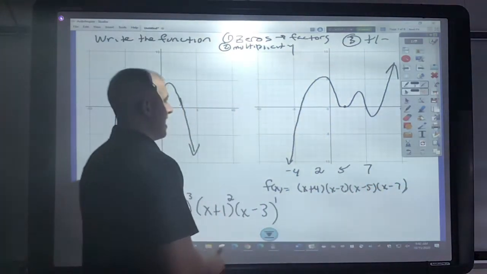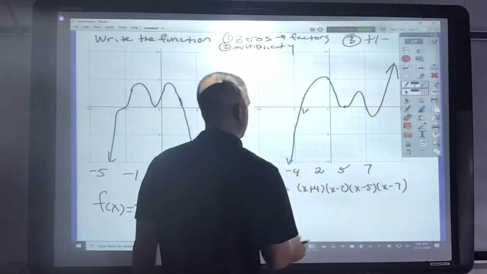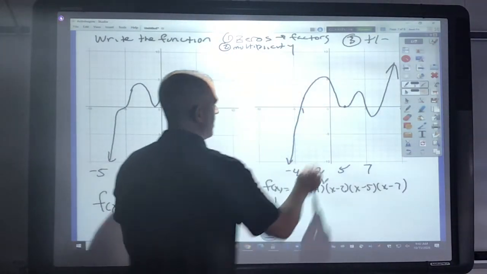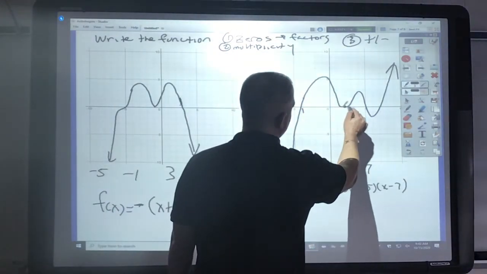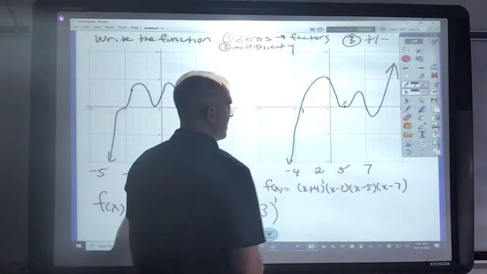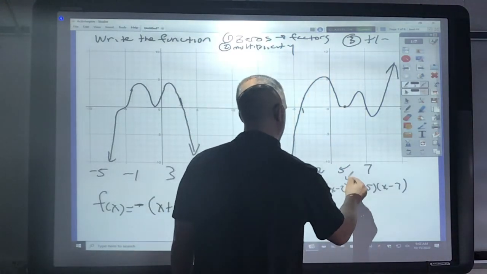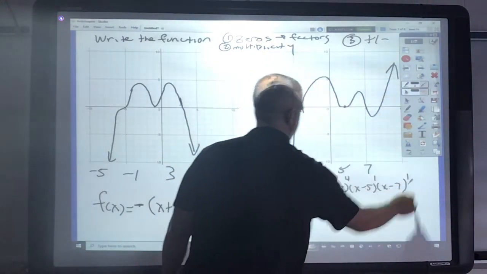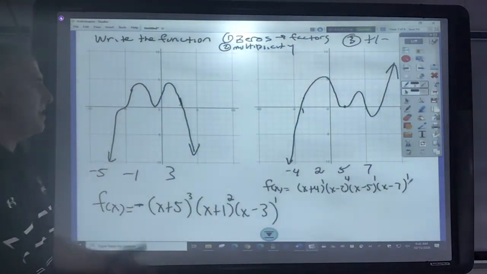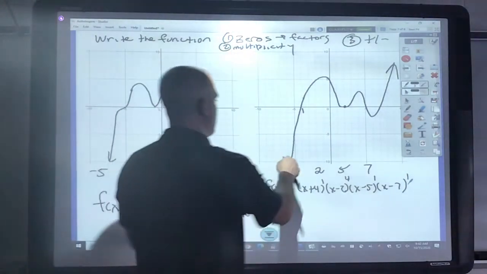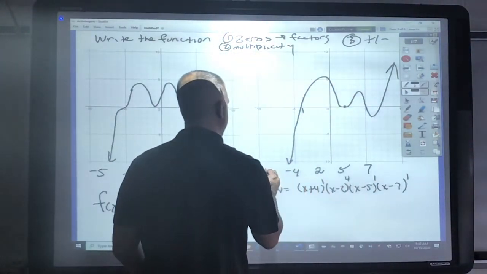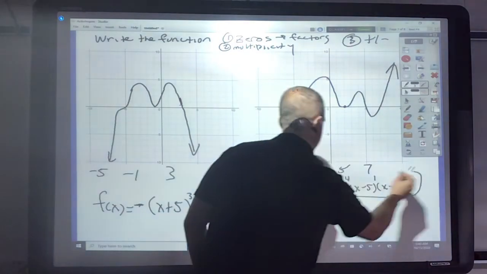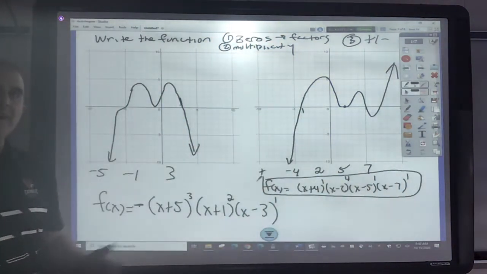Now let's count this. This would be a 1 that slices through at the first zero. This one sort of glides or long touches along there, that's going to be a 4. This one slices through as a 1. This one slices through as a 1. That would be a degree 7 polynomial. This is considered positive, so I can just leave that as it is, and that would be my answer.